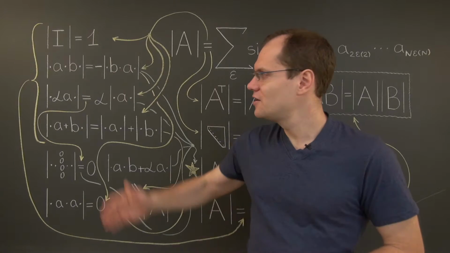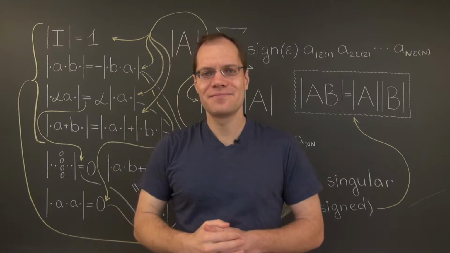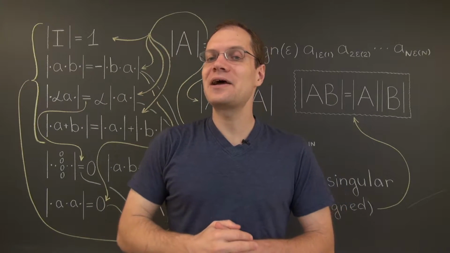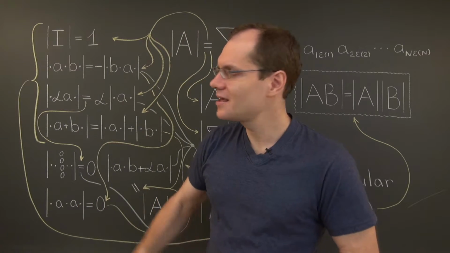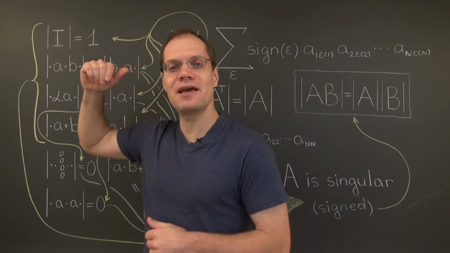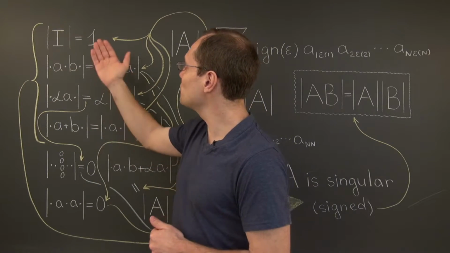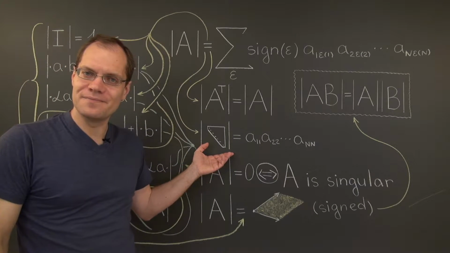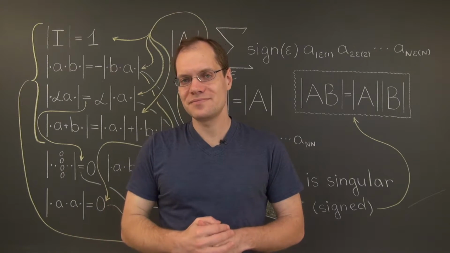Then we'll move on to this group of properties united by the curly bracket. And they're united by that bracket for a very good reason that I will explain in just a moment. The first of these properties is that the determinant of the identity matrix of any size equals 1. Of course, this property follows immediately from the triangle property, but it does deserve to be stated on its own.